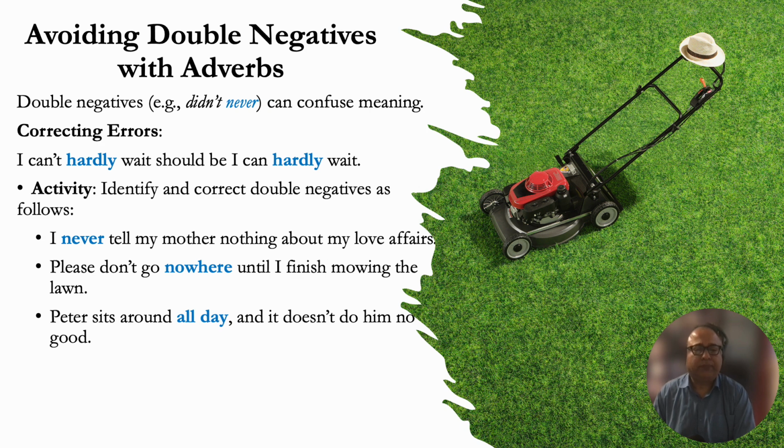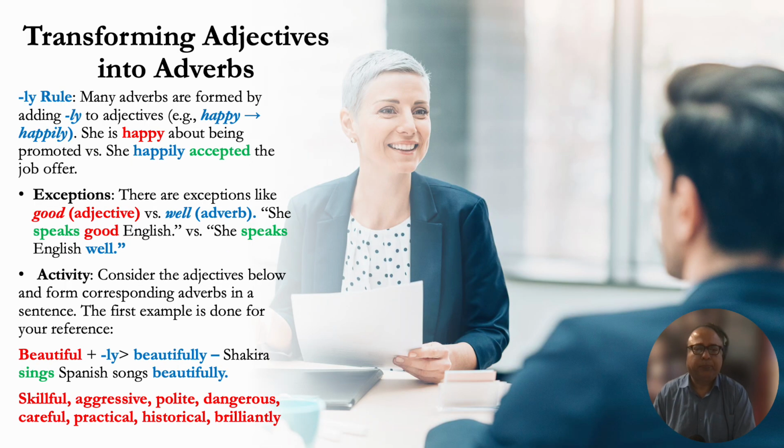So identify and correct the double negatives in the following sentences. See how you can fix it. I never tell my mother nothing about my love affairs. How would you fix this sentence and make it grammatically correct and avoid the double negatives? Okay? All right. This is a very important rule in English.